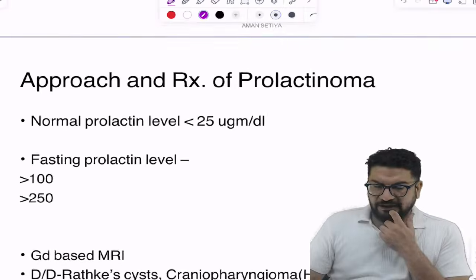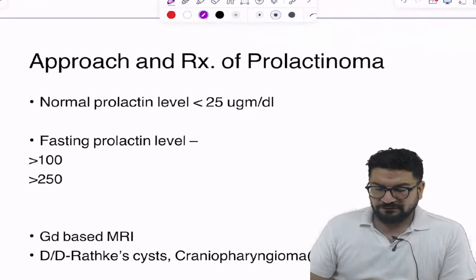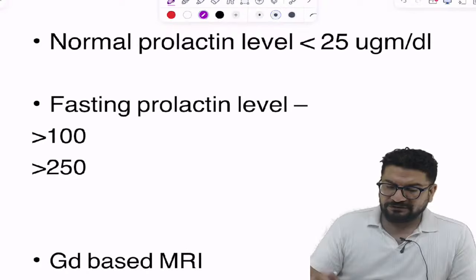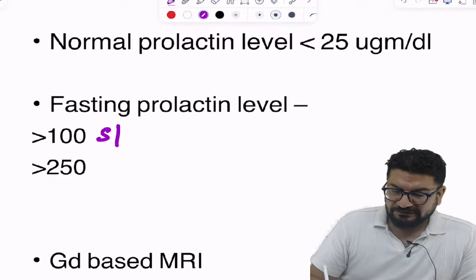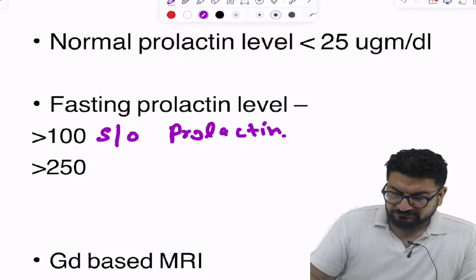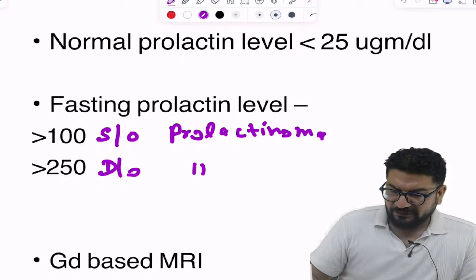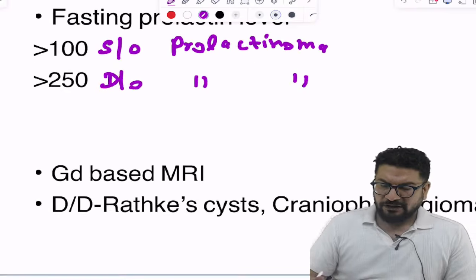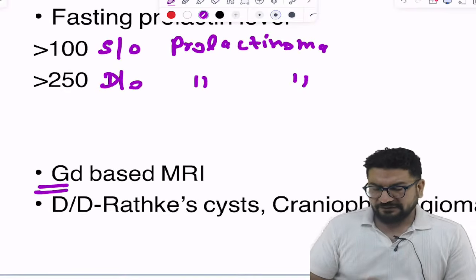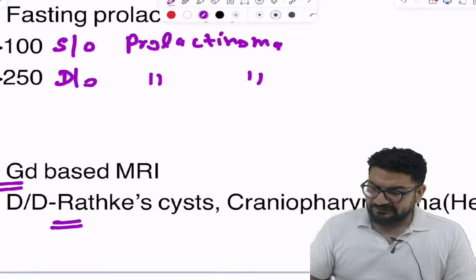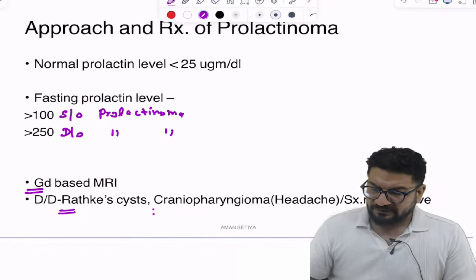Now they ask you how we approach a patient of prolactinoma. So a fasting prolactin level of more than 100 is suggestive of prolactinoma, but more than 250 is definitive of prolactinoma. So how do we make a diagnosis based on MRI? The differential diagnosis will be Rathke cyst and craniopharyngioma.